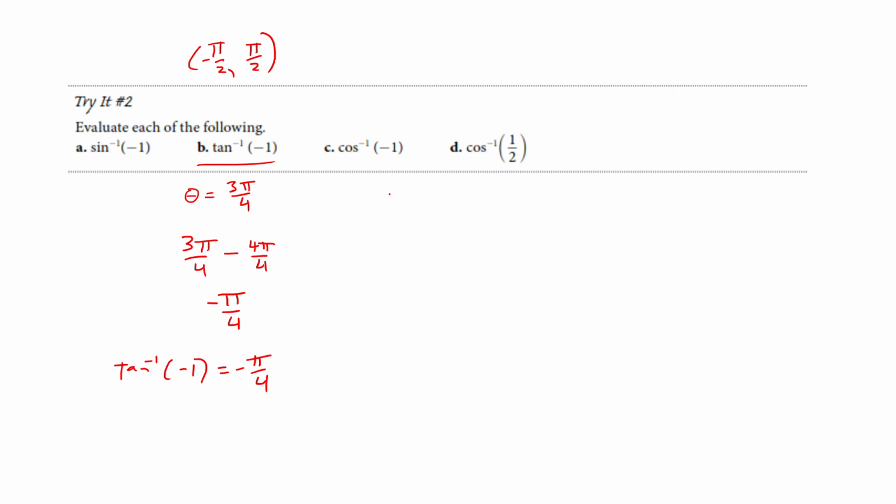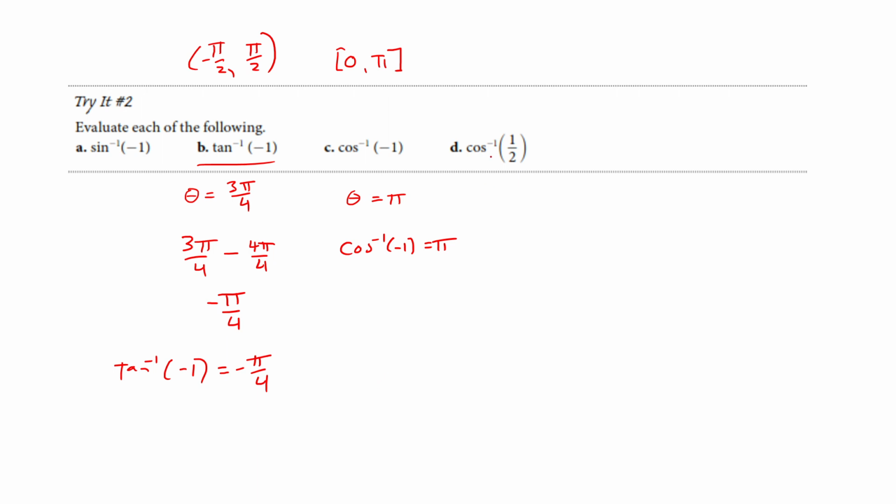Okay, let's try a couple more. How about cosine? What angle has a cosine value of negative 1? Well, that's pi. Now this one's okay. What are the acceptable values for cosine? We said we were going to go from 0 to pi. So we're okay. You're going to have to memorize those acceptable domains and ranges for an inverse. So this one was fine. The inverse cosine of negative 1 is pi.